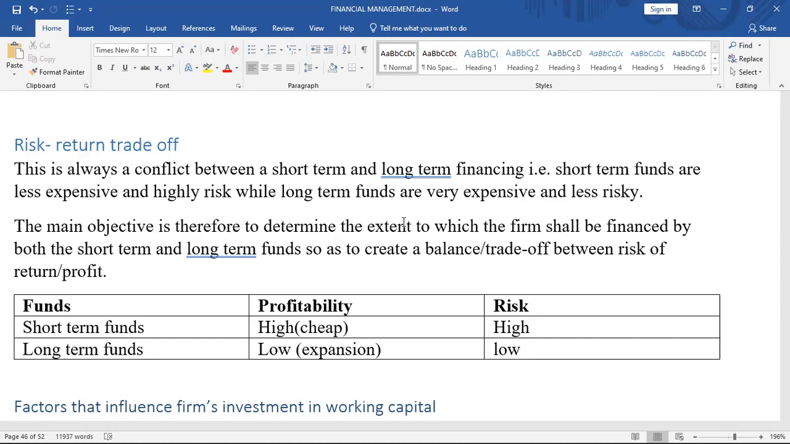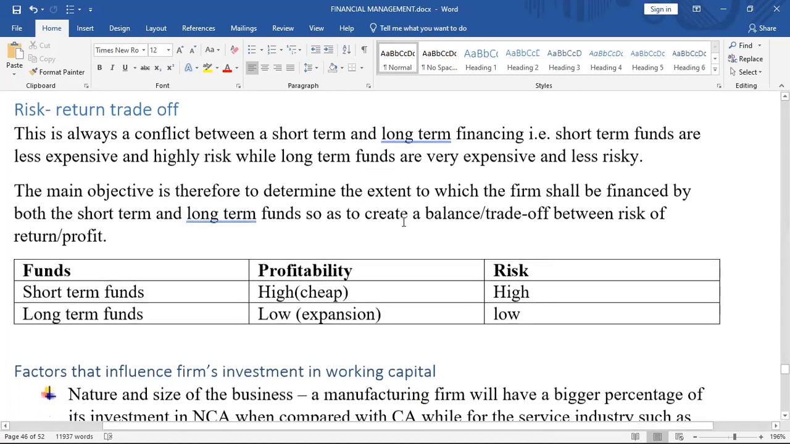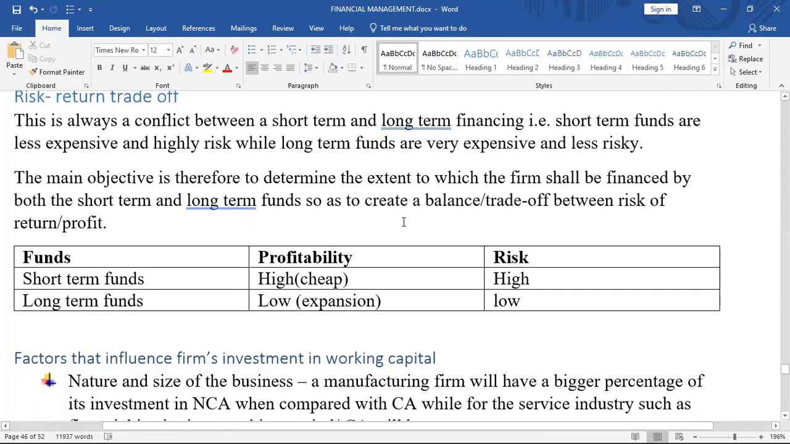Now, let us look at a simple illustration of all this information we have been discussing. We have different types of funds. We have the short-term funds. We have the long-term funds. What comes to the profitability? The short-term funds have high profitability, and they are very cheap, but they have high risk. And I will be able to see the people who are investing in money market funds.